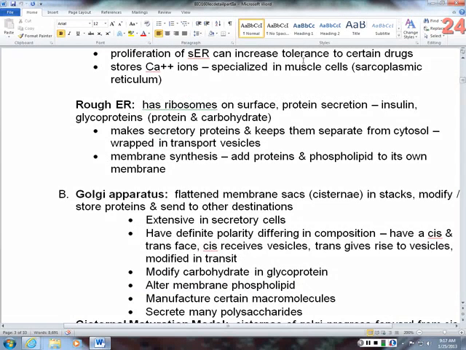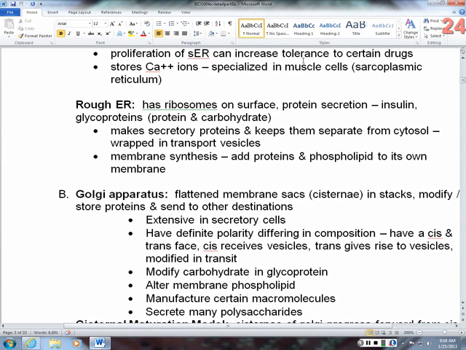So the Golgi apparatus, this looks like a bunch of flattened out pancakes, kind of a stack of pancakes in the cell when you look at an electron microscope image of it. The flattened membrane sacs are referred to as cisternae. They're going to help to modify and store proteins and send them to other destinations. So when you make a protein, this is going to help to finish the job and maybe stick a couple different proteins together, giving it that quaternary structure. It will also help guide it where to go in the cell.